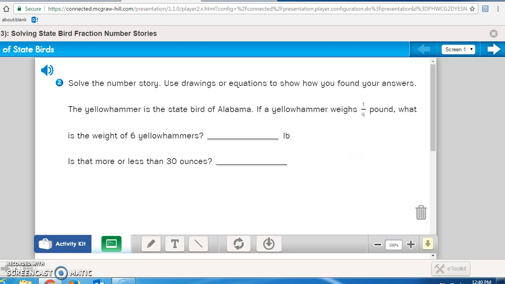Number 2 on Math Journal page 258 reads, solve this number story using drawings or equations to show how you found your answer. The yellow hammer is the state bird of Alabama. If a yellow hammer weighs 1/4 a pound, what is the weight of 6 yellow hammers? So we're going to do 1/4 of a pound 6 times. Next, is that more or less than 30 ounces? You're going to have to convert this answer into ounces in order to know what that solution should be. Pause the recording now and do number 2.